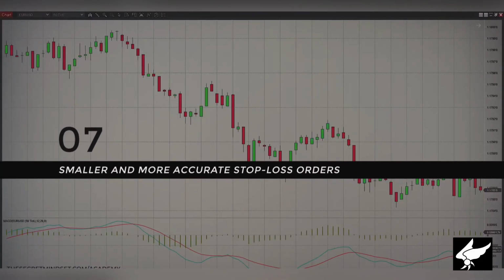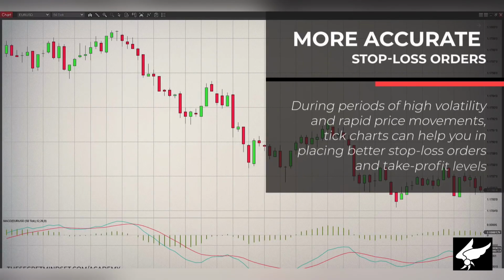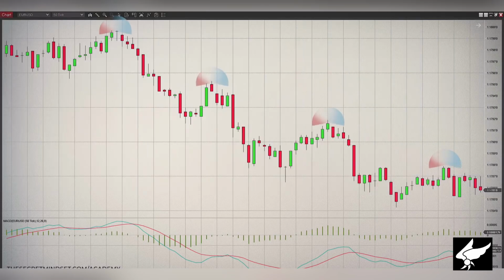Number 7. Smaller and more accurate stop-loss orders. Tick charts can help you in placing better stop-loss orders and take profit levels on the chart. This is especially useful during periods of high volatility and rapid price movements. For example, when a market moves rapidly, the tick chart may plot multiple price swings, which can be used for placing stops and profit levels.